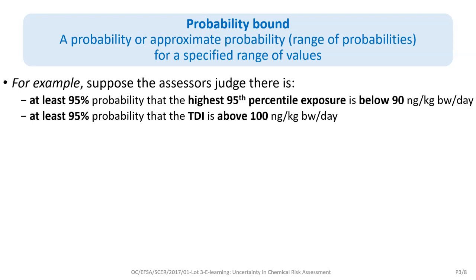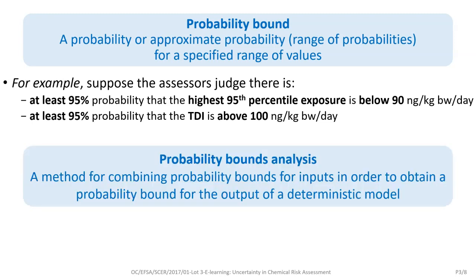We can assess uncertainty for the conclusion on risk by combining these two judgments using probability bounds analysis. This is defined in EFSA's guidance as a method for combining probability bounds for inputs in order to obtain a probability bound for the output of a deterministic model. In my example, the model could be the ratio of exposure to hazard.